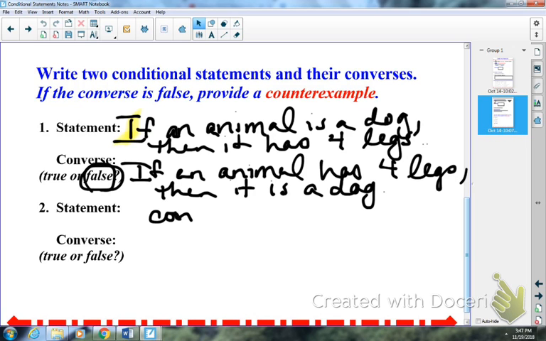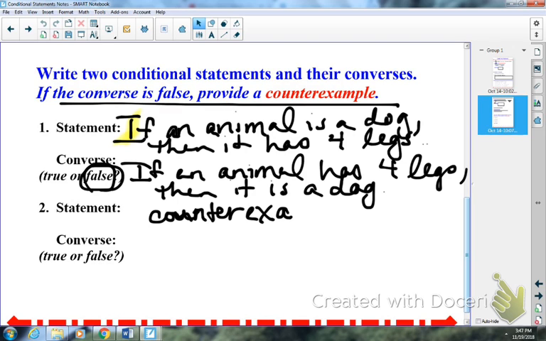So I know I'm running out of space here. It says, if false, provide a counterexample. So pause a moment and think of an animal that has 4 legs that's not a dog. How about a cat? That's my counterexample. It's just one example that makes the statement false. I could have put goat. A goat is an animal with 4 legs. Or I could have put a cow. A cow is an animal with 4 legs. So any animal you come up with that has 4 legs and is not a dog is going to be a counterexample for this problem.